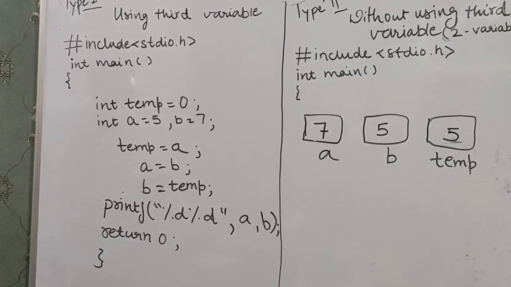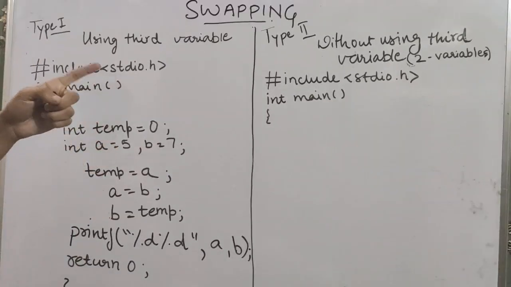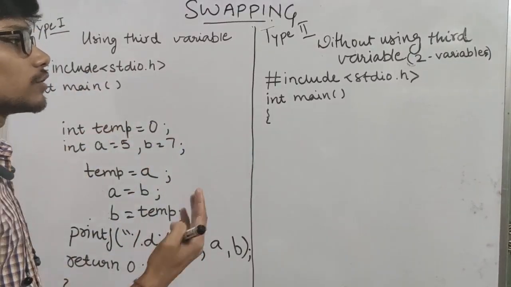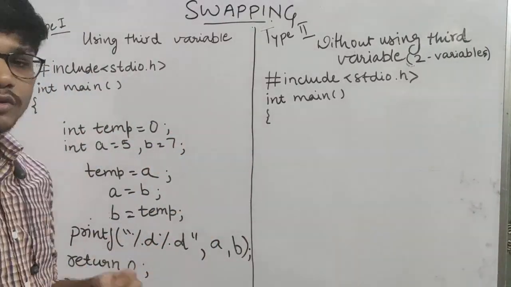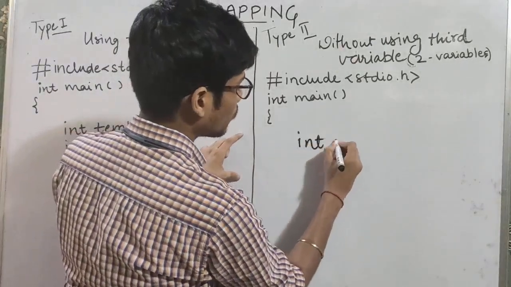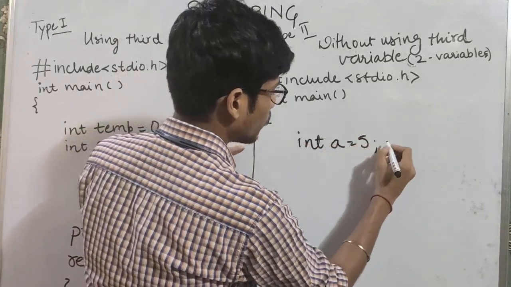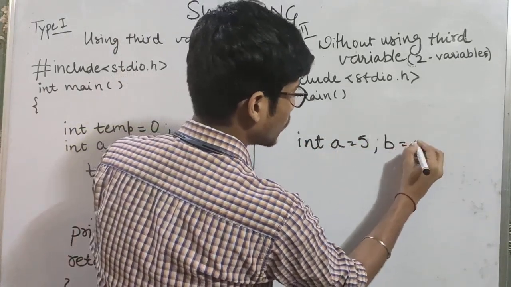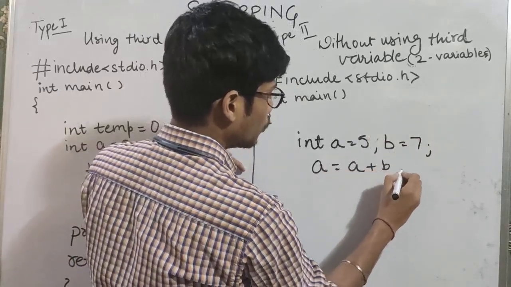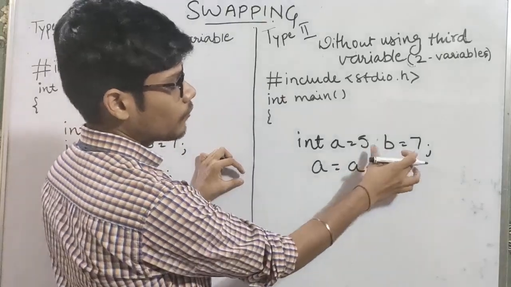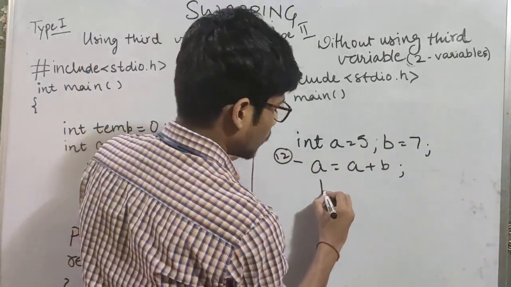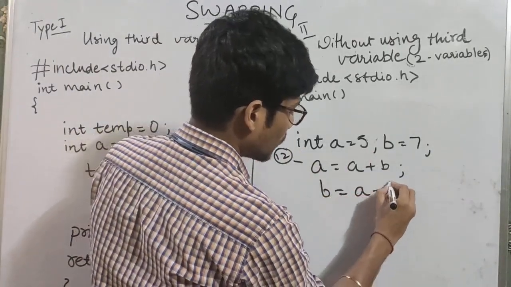So now we will move forward to type 2. In this we are not going to use any temp variable. We are just going to use the A and B variables, and using those only we are going to swap the values. So like the previous one, we are going to take A is equal to 5 and B is equal to 7. Now we can do A is equal to A plus B. So A plus B, that is 5 plus 7, that is 12, stored in A.